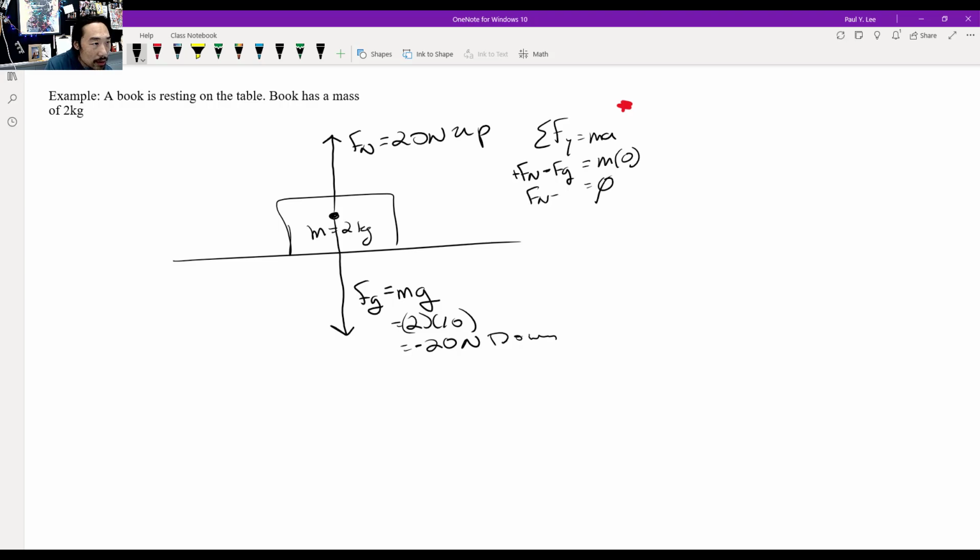We have f of n minus fg, and therefore f of n does in fact equal fg. And the very last step, let's just plug it in. So f of n does in fact equal 20 newtons. All right, so see what happens here.